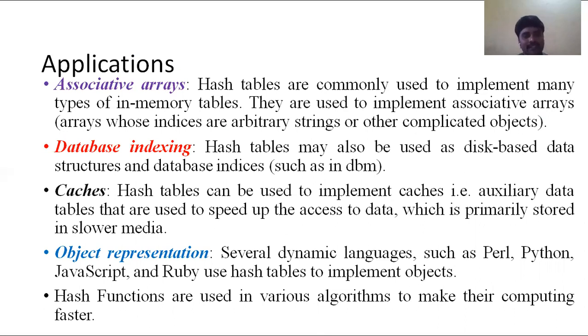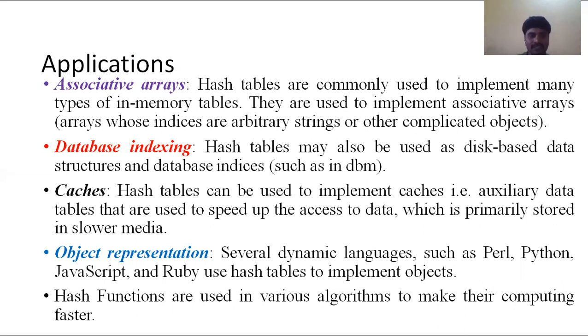And the next one is caches. What is a cache? A hash table can be used to implement caches, auxiliary data tables that are used to speed up access to data which is primarily stored in a slower medium. We know how internet caches work. We are collecting different data and accessing different data, which is primarily stored in a slower medium. That is very important.